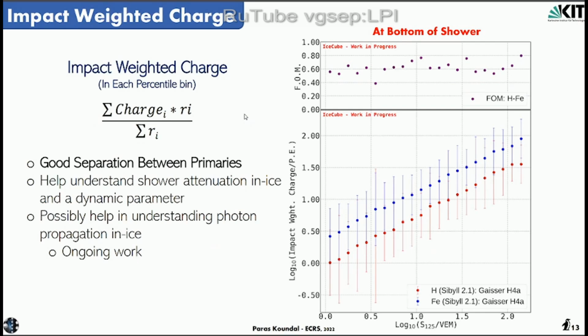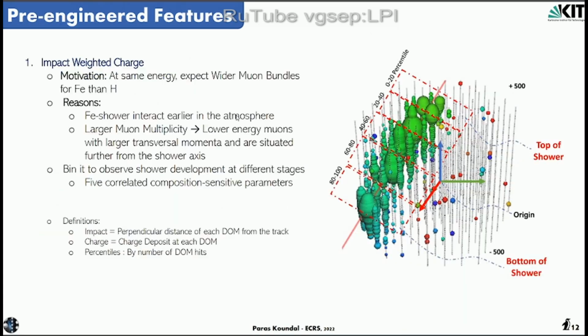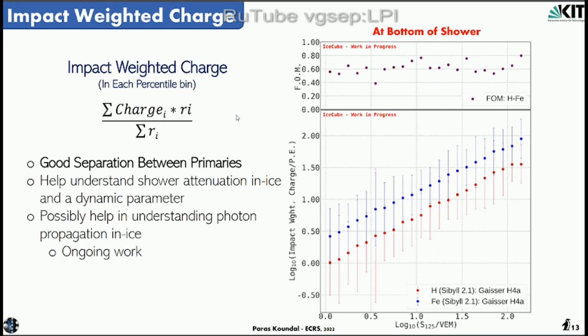So this here I've shown for the bottom of the shower, so the last percentile bin. In principle, you can also do it for the other percentile bins. And you can see again, for all energy bins, which is the x-axis, here I've replaced it by S125, which is again an energy proxy. We see a good separation between proton and iron.